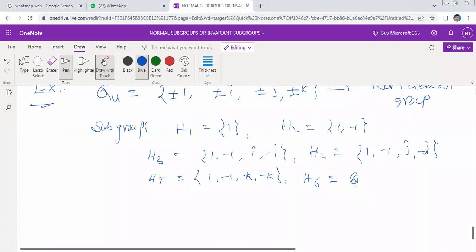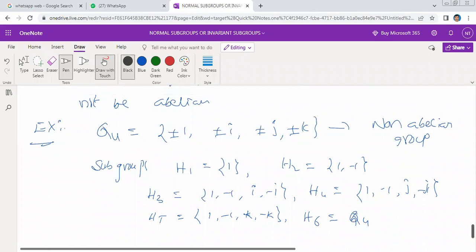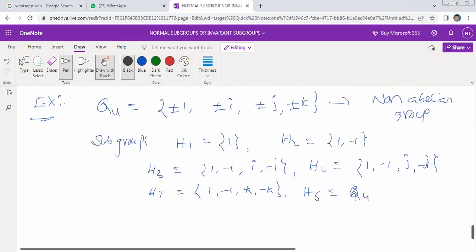I mean Q4. Here, what are the proper normal subgroups? What are the improper normal subgroups? Can you say anybody? What are the proper and improper normal subgroups here? Proper H1, H6. ఇంకా మనకు నార్మల్ సబ్గ్రూప్స్ అవుతాయా కదా, ఇంకా చేయలేదు. ఓకే, now we have to calculate whether it is normal or not.